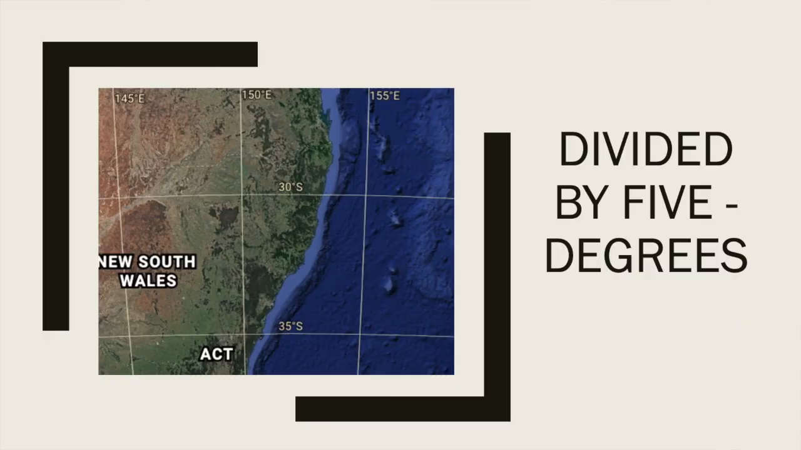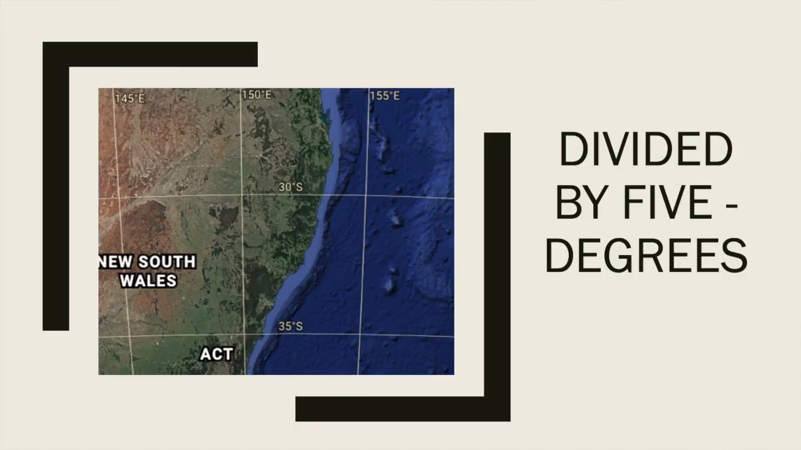We've got degrees. So these are the degrees I was talking about on the other side. You can see at the top is 150 degrees east, and then below that is 30 degrees south. So if you cast your mind back to the A and the A2 in the last one, so the column was A and the row was 2. Here you can see we've got east and south. Now, this is called longitude and latitude.